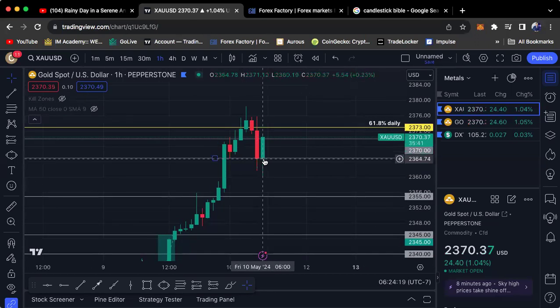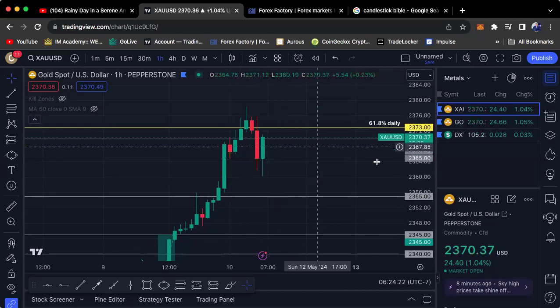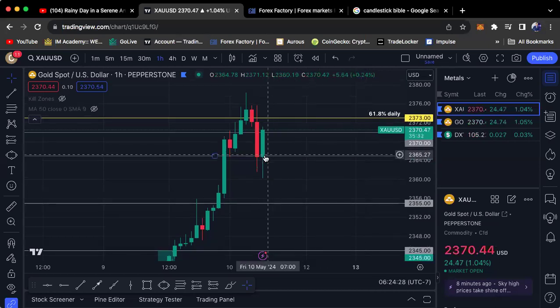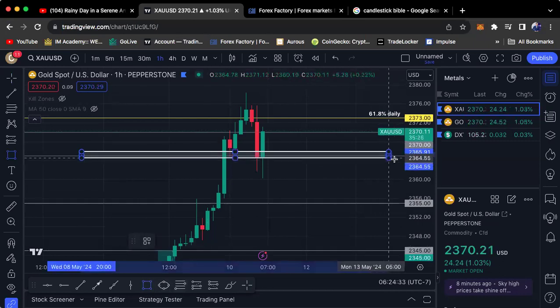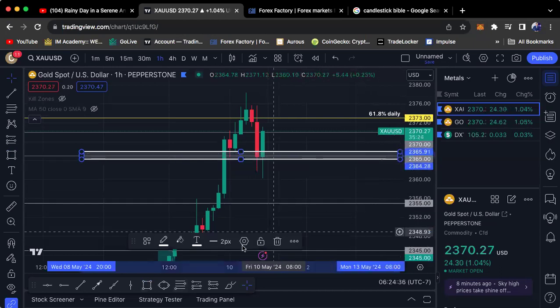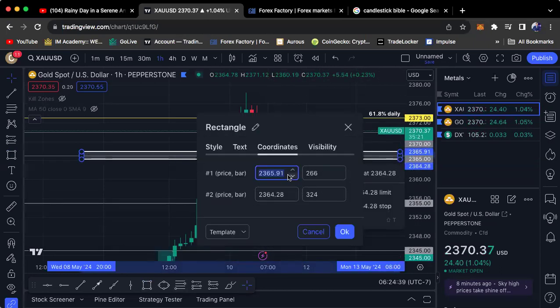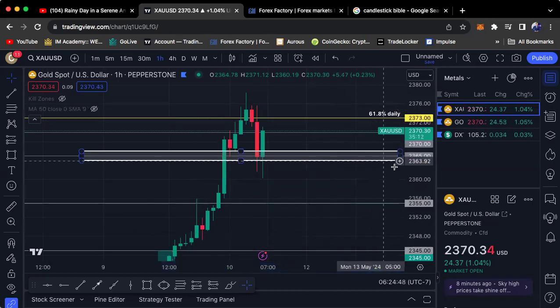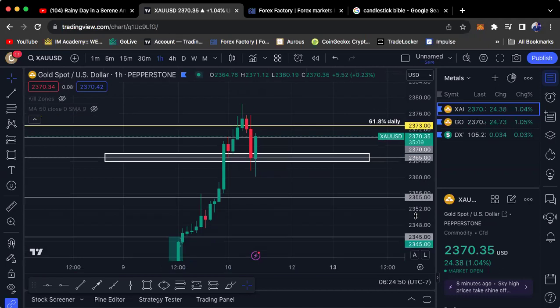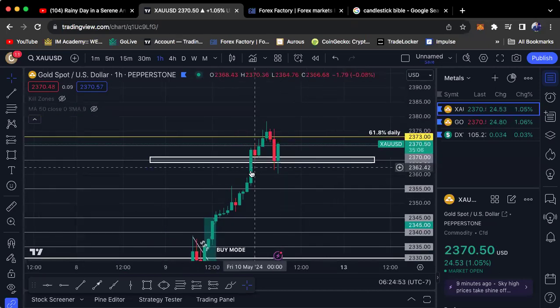But now you guys see gold is pulling back up. It respected 2365. You see this key level right here, 2365. Price broke above, retest, boom, created resistance here, support.